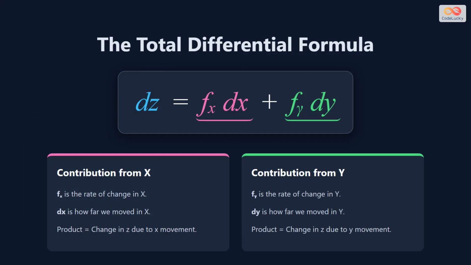This brings us to our main formula. The total change in height, dz, is simply the sum of the changes caused by each direction. The first term is the rate of change in x times the distance moved in x. The second term is the rate of change in y times the distance moved in y. It is just adding up the contributions.